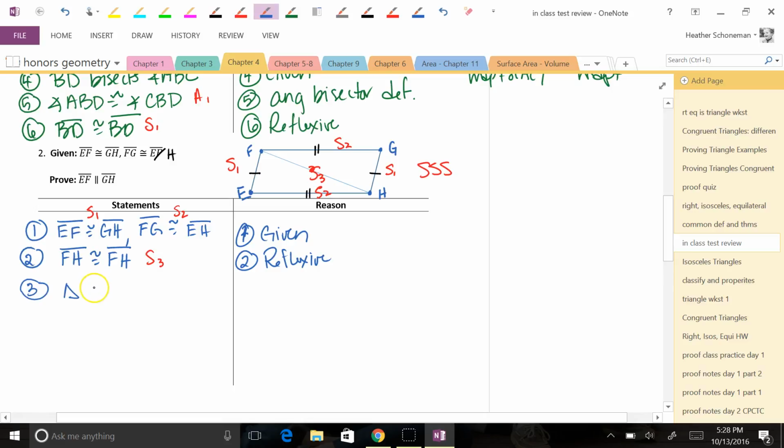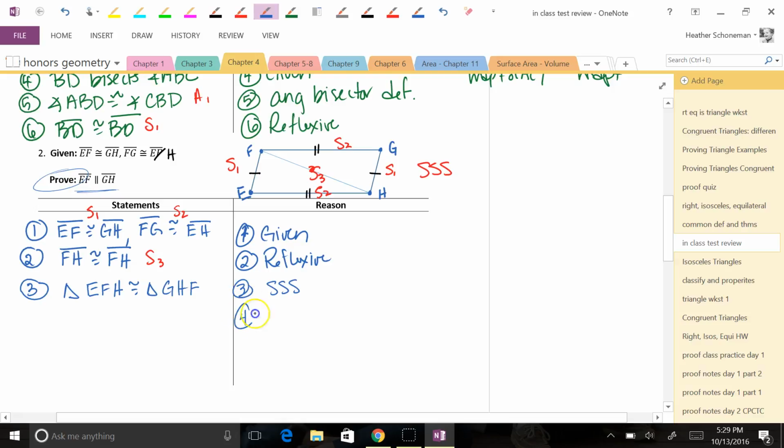We can say triangle EFH is congruent to triangle GHF, and our reason is side, side, side. Okay, but we notice, and you probably did from the beginning, the proof statement does not say triangle blank is congruent to triangle blank, which means we have to go further.